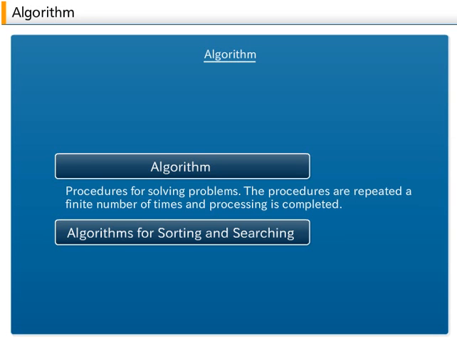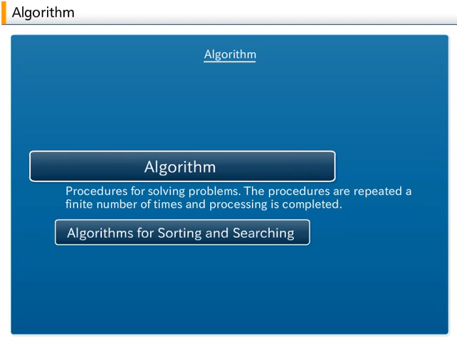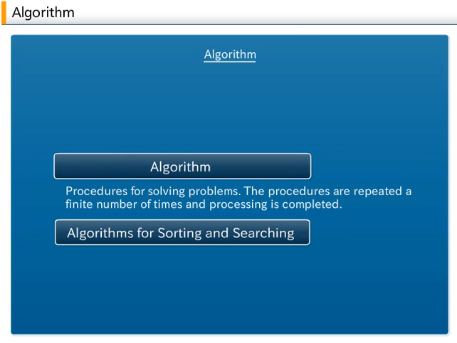Algorithm. Algorithms are procedures for solving problems. The procedures are repeated a finite number of times, and processing is completed. There are many algorithms that produce the same results.